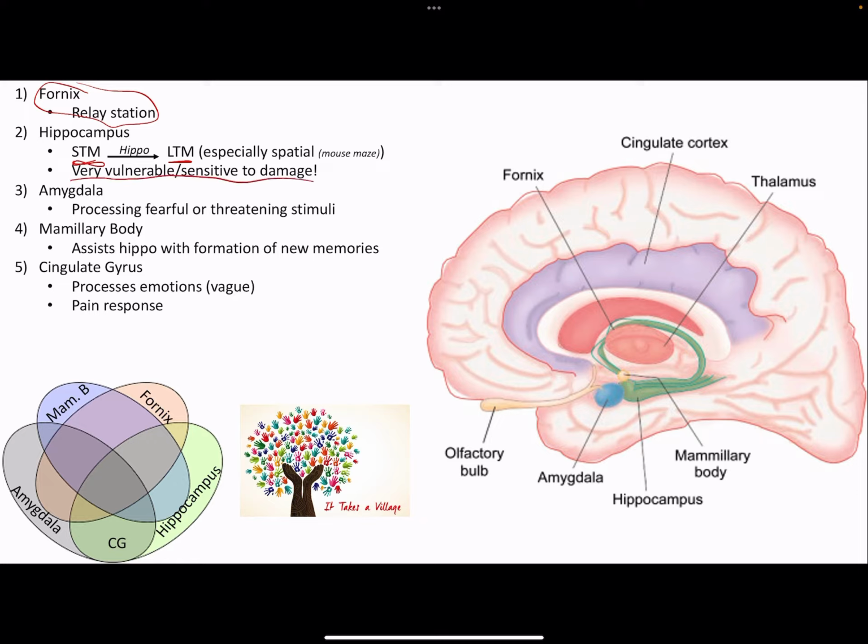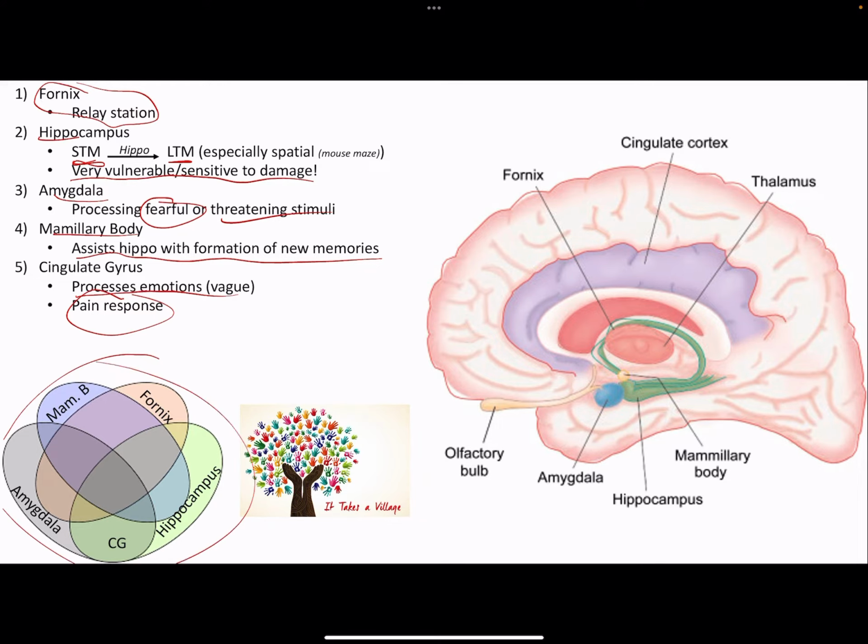Very sensitive to damage. Hippocampus and cerebellum. You think of a hippo playing with a bell. So hippo with bell, very sensitive to ischemia and whatnot. The amygdala is to do with fearful or threatening stimuli. The mammillary body is going to play a role in the formation and the processing of memory. So it's going to be important for anterograde and retrograde memories, forming new memories, pulling old memories. The cingulate gyrus, kind of vague, but it processes emotions, whatever. It's also important for a pain response.